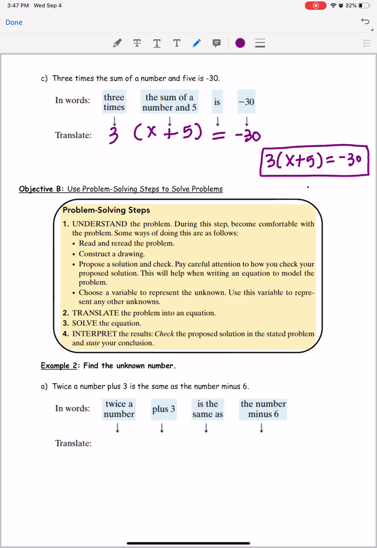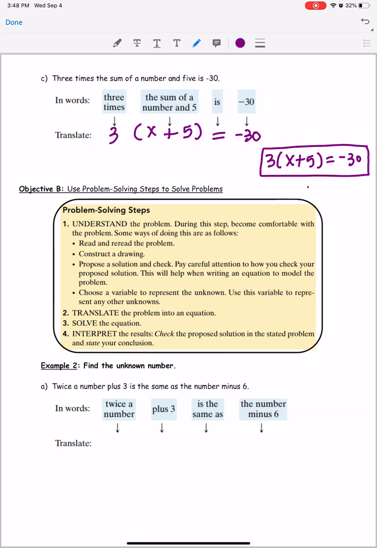All right, now we're going to take it one more step, not just write out these equations, but now we're going to write out the equation and find the unknown number. So after we write it like this, then solve your own equation. So A says twice the number plus 3 is the same as the number minus 6. Very overwhelming when you read it all together. That's again what these little chunks are for.